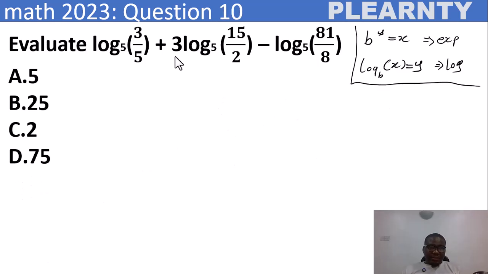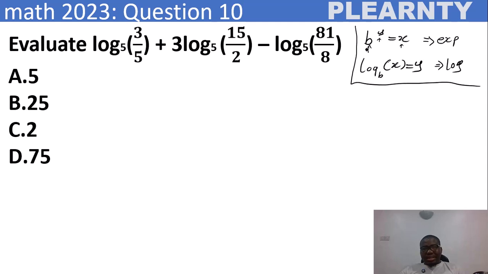Evaluate log base 5 of 3 over 5 plus 3 log base 5 of 15 over 2 minus log base 5 of 81 over 8. So if you are not familiar with what logarithm is, exponent is like when you say you have a number, let's call it base. When you raise it to a particular power, the exponent, then it gives you a resultant. Like when you say 3 raised to power 2, it means 3 times 3 and it gives you a number 9. So when you now have logarithm, what logarithm is doing is almost like inverse of exponents.